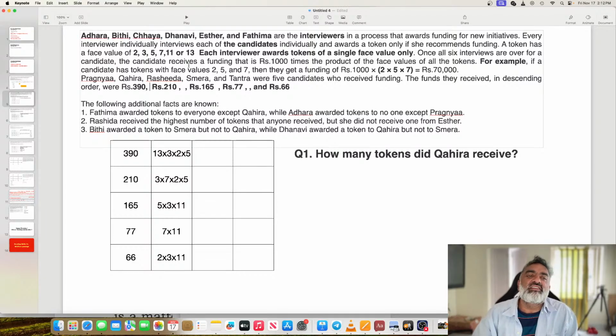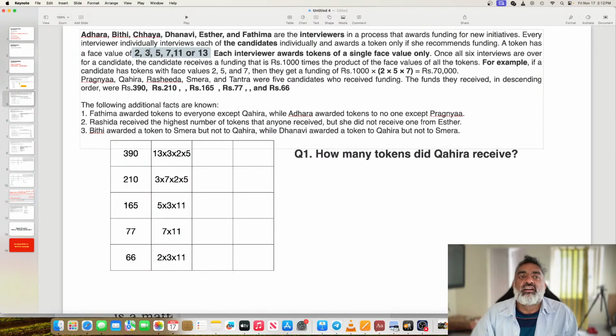And these are all numbers that I see here, right? 13 into 3 will give me 39, and 2 into 5 will give me 10. 39 into 10 will give me 390, and that multiplied by this extra 1000 will give me 390,000. So I see that, okay, I have to factorize this.